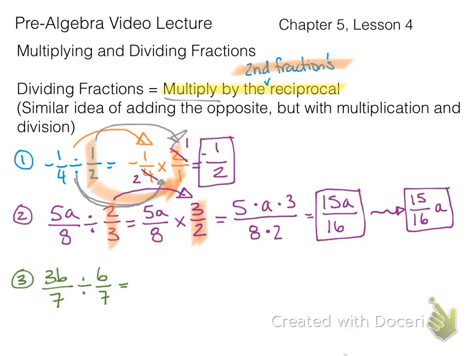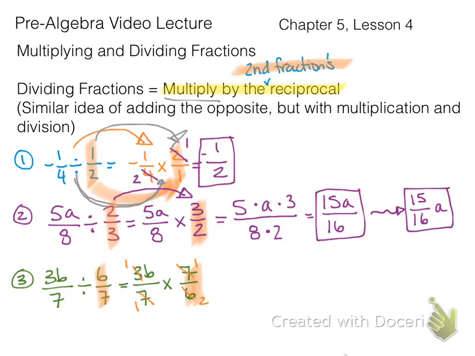All right, last problem is 3b. That is not a 36, guys. That's 3b over 7 divided by 6/7. Multiplied by the reciprocal. Reciprocal of 6/7 is 7/6. Now we can simplify. 7 goes into itself once, 7 goes into itself once, the 7's become 1s. 3 goes into itself once, 3 goes into 6 twice.